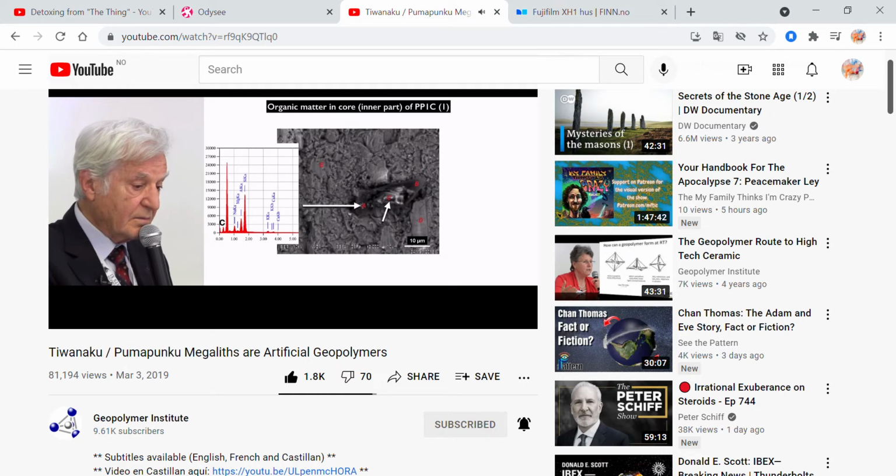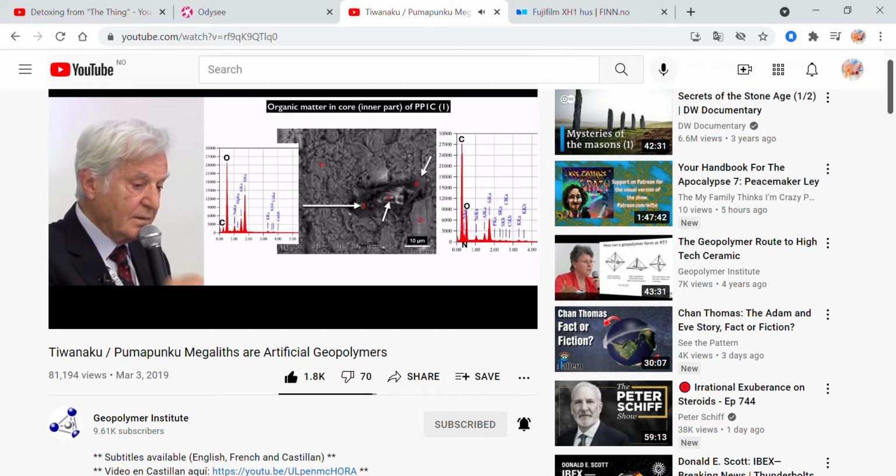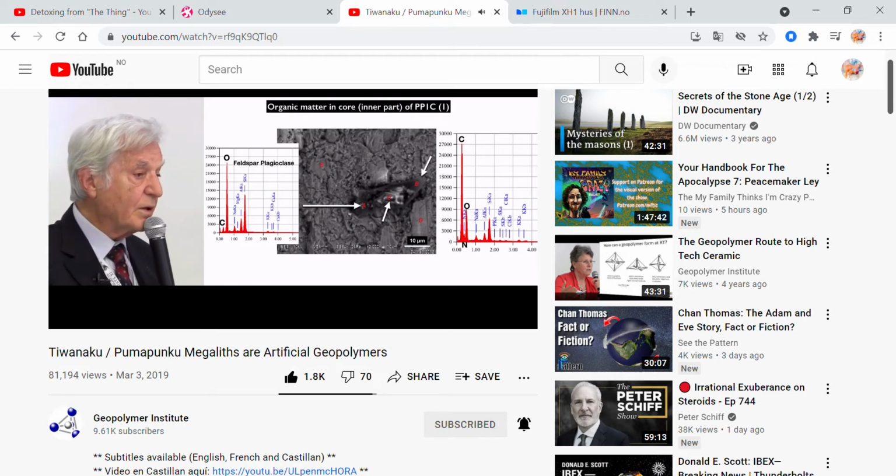We analyzed A and C. It is plagioclase. Then we analyzed B, that is underneath. It is organic. So we have feldspar, plagioclase on top of an organic matter. This is inside the stone.